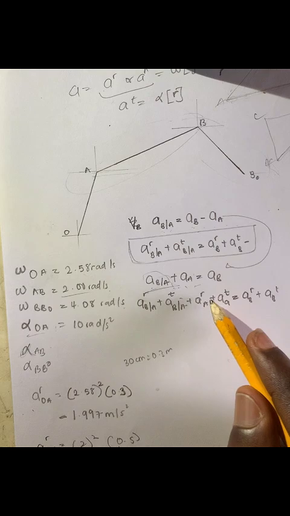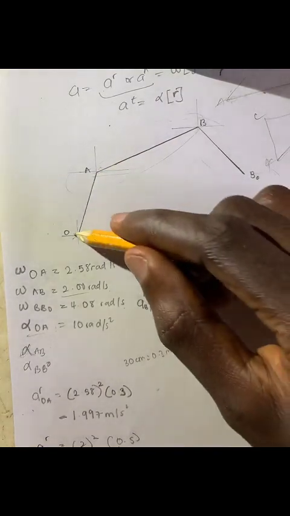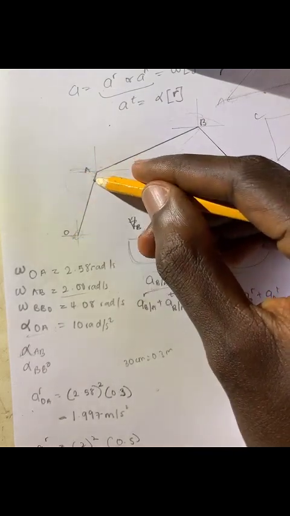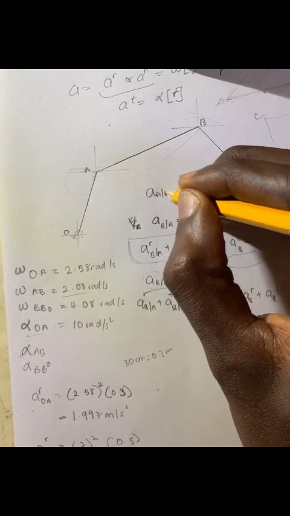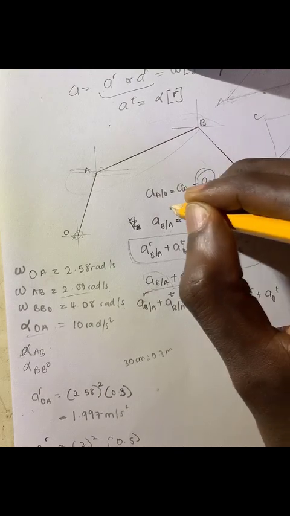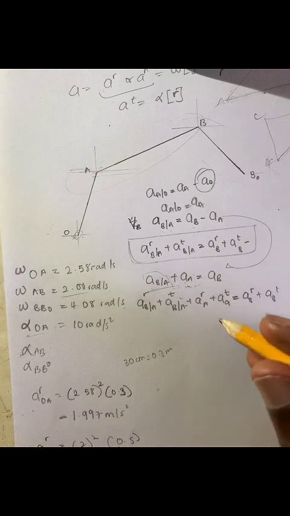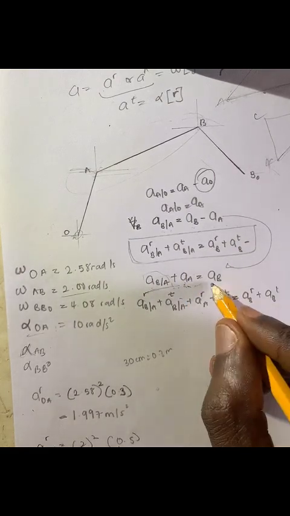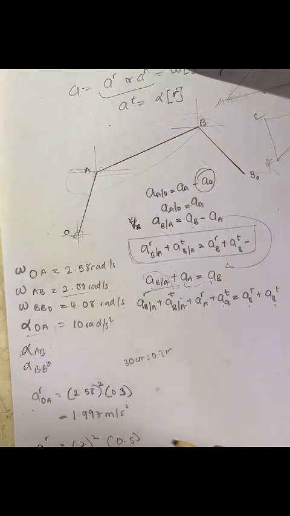The two components for the acceleration of this link, OA. OA is the same as A. Because this is fixed, it's like saying A relative to O is equal to AA minus AO. Since AO equals 0, AO equals AA, so I'm just using that A. So now A radial of this link and A tangential of this link.